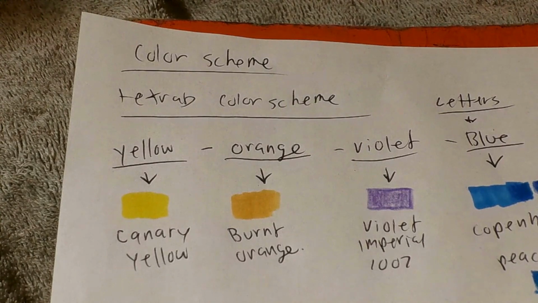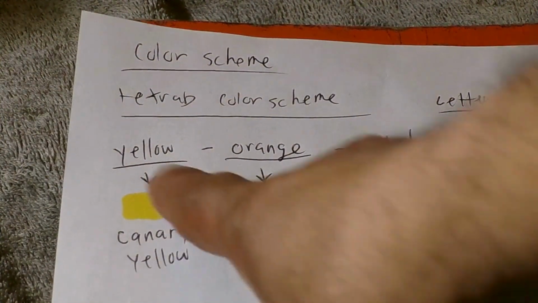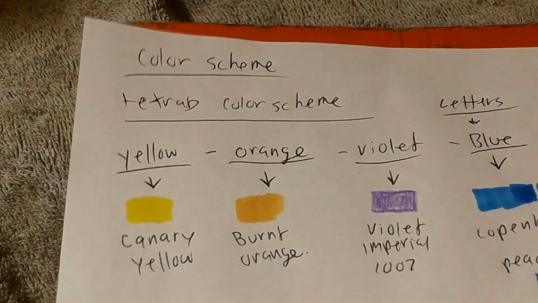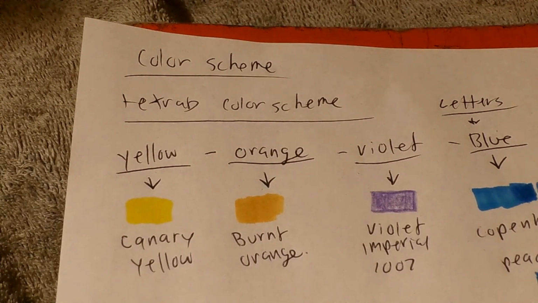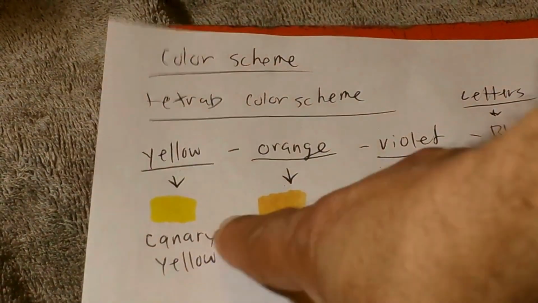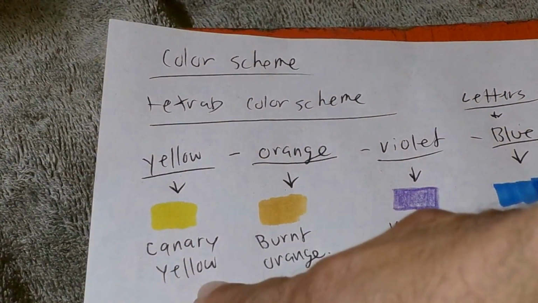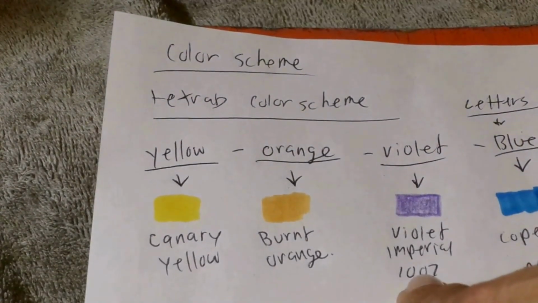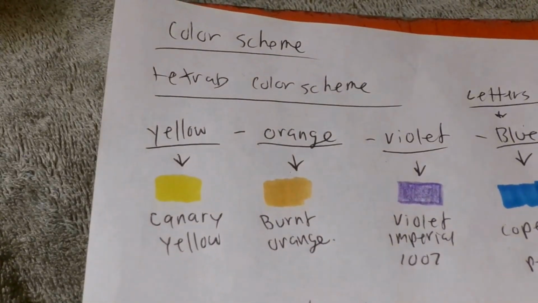It's four colors. And I just chose the first dominant color I felt, which was yellow. So from there, I used the tetrad color scheme and the color wheel, and the colors I got were yellow, orange, violet, and blue. In this case, you don't have to be perfectly exact with the colorway, as long as you're within the color family, you can use it. Now the yellow I will be using for the letters is canary yellow, for orange, burnt orange, violet, imperial, and Copenhagen blue with peacock blue.